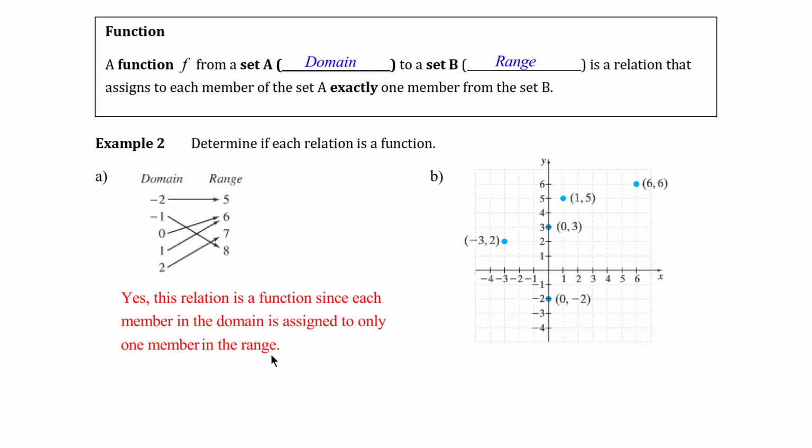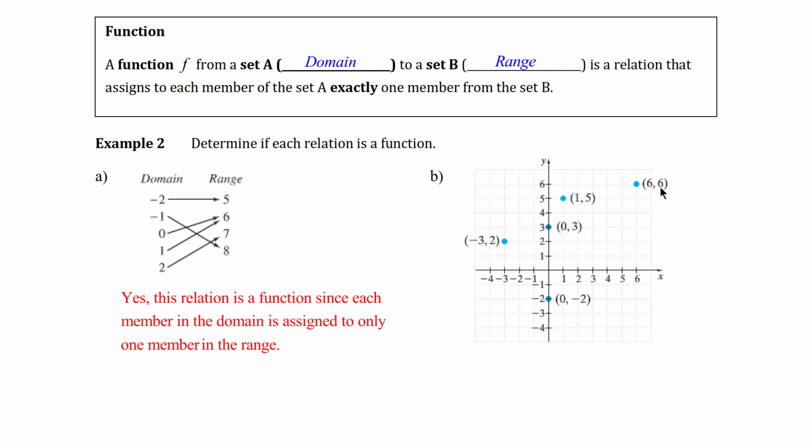For part B, the relation is represented by a graph with several points plotted. Each of the points have their corresponding coordinates. So one point is at -3, 2. The next point is at 0, -2. Another point is at 0, 3. We have another point at 1, 5. And finally, our last point is at 6, 6.